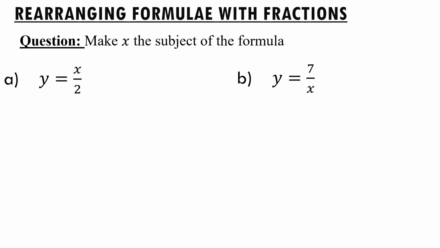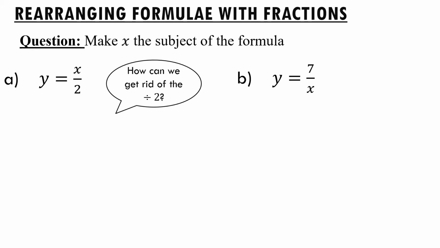So our final thing for today's lesson on rearranging formulae is when we've got fractions involved. We've got two questions here. We say make x the subject of the formula, which again means we want x on its own. Now we've got to think about the first one, how we get rid of the divide by 2. We should know from before that to get rid of a divide by 2, we multiply by 2. So I'm going to do that to both sides, which gives me 2y equals x.